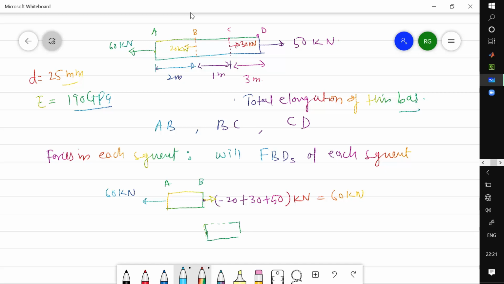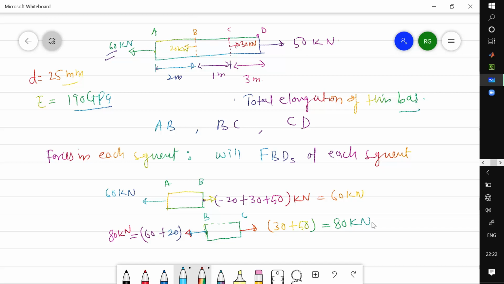Now the free body diagram of BC. This is our B point and this is our C point. At B there is one load of 20 and one load of 60 kilonewton. So this becomes 80 kilonewton load in the outward direction, right? And at this place there is a load of 30 plus 50, so this becomes 80 kilonewton. So this BC segment is under the action of 80 kilonewton of tensile load.